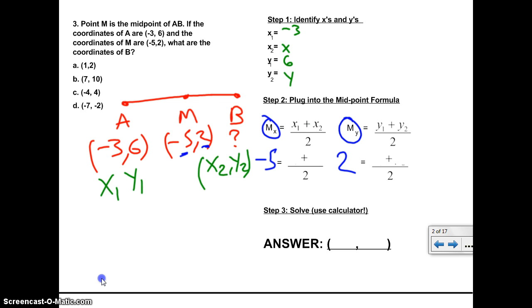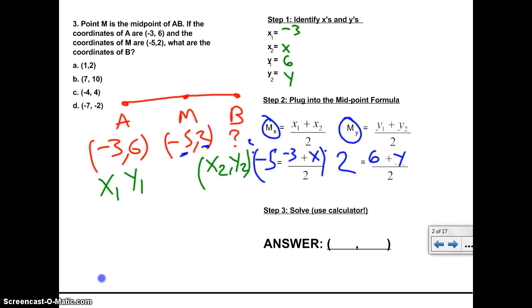Well, let's see. We know what x1 is, -3. And we don't know what x2 is. We'll leave that as x. And we know what y1 is, that's 6. But we don't know what y2 is, that's y. But lucky for us, we're so good at algebra that we know how to get rid of those denominators. Same thing as we've been doing.